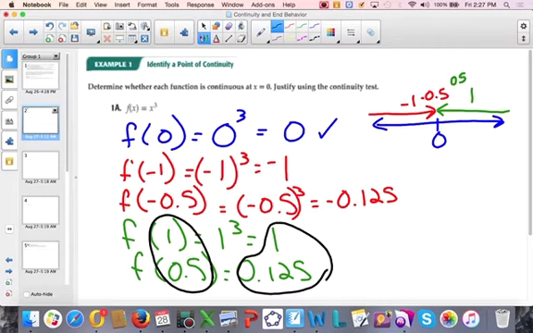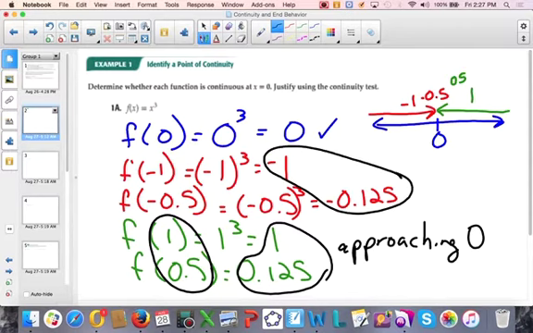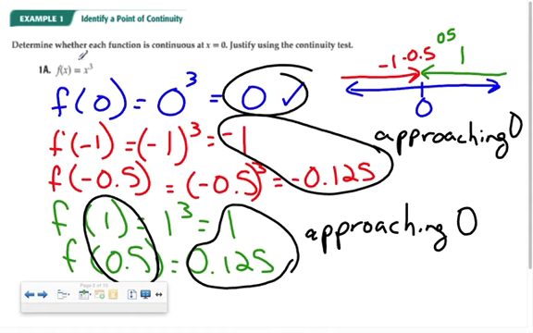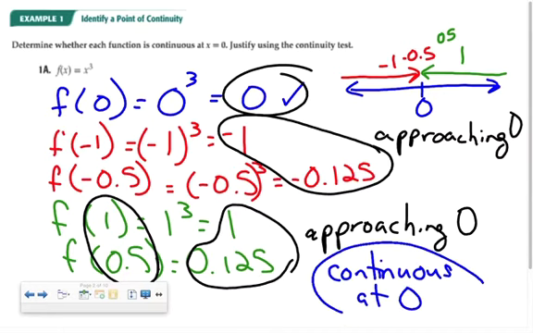And since these are approaching 0, and these are approaching 0, and this is 0, that means that the function is continuous at f of 0. My bottom line answer is that it's continuous at 0. And this whole process that I went through was the justifying using the continuity test.